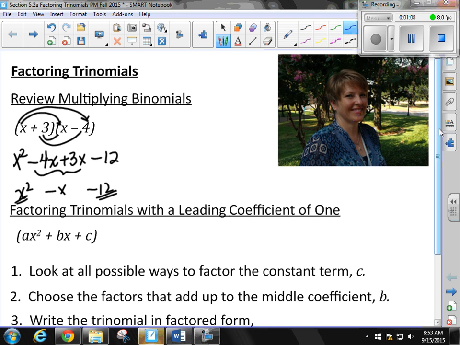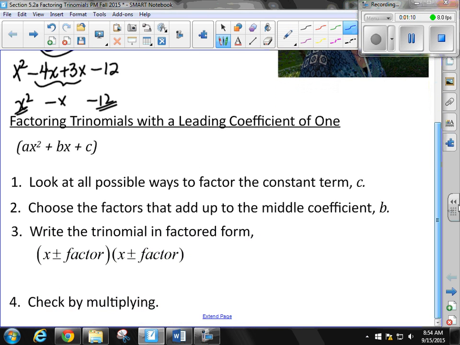So when we talk about steps to factor trinomials with a leading coefficient of 1, you look at all possible ways to factor the constant term c. In other words, how did we get that negative 12? What times what gave us negative 12? We're going to choose the factors that add up to the middle coefficient b. Negative 4, positive 3 gave us negative 1 for our middle coefficient here. And we write the trinomial in factored form.